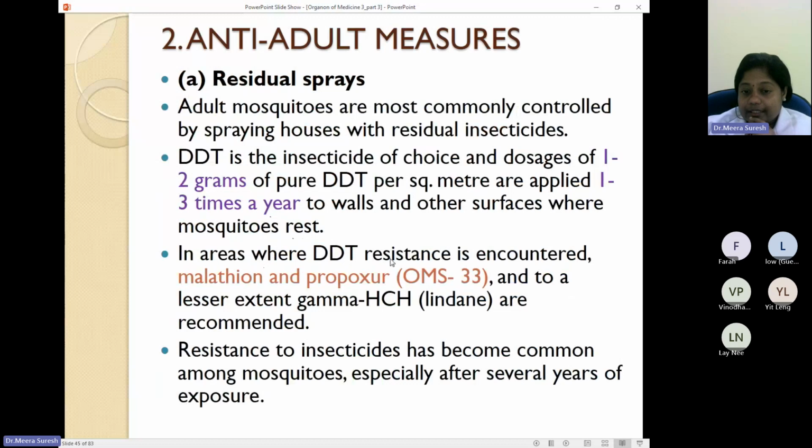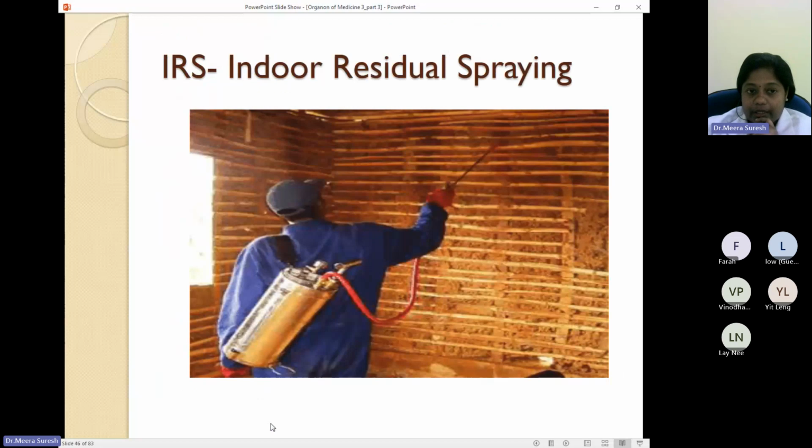And in areas where DDT resistance is encountered, we can go for malathion and propoxur or OMS 33, and to a lesser extent, gamma BHC or lindane. So that is used for the indoor spraying, and we call it IRS or indoor residual spraying. Mostly done in most of the African countries because malaria is so endemic over there.